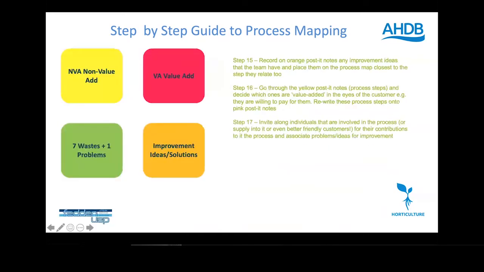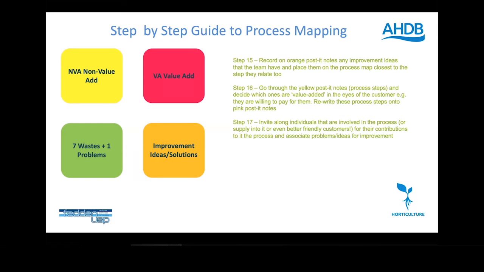And then on your process maps, we talked about breaking things down, 2 different coloured post-it notes. So you break it down into the value add, the things that you can charge for, and the non-value add, which is essentially the waste within the process.